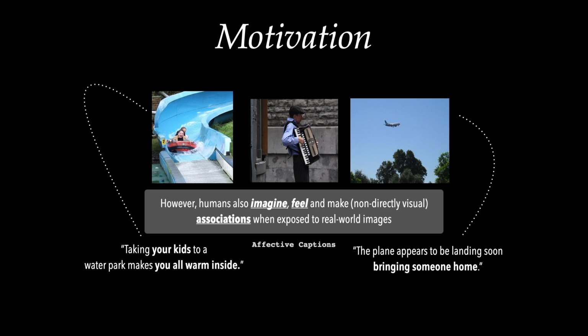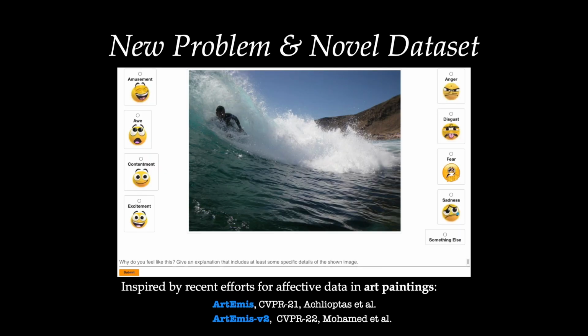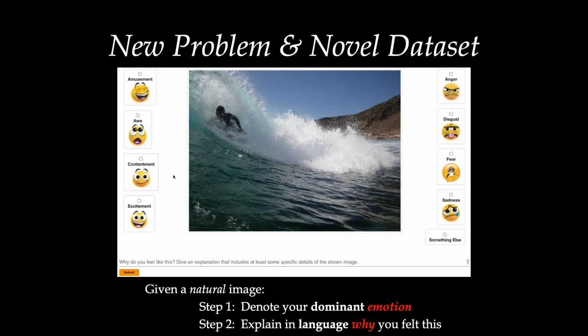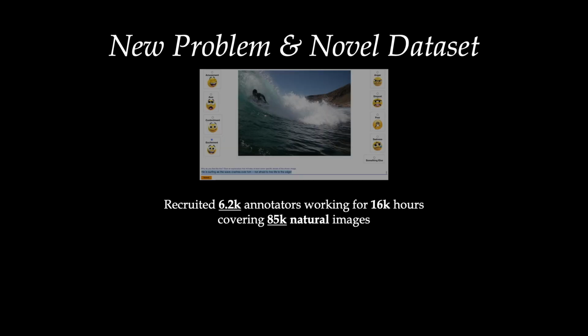To collect such affective captions and build the Affection dataset, we follow the protocol of recent affective studies done for image paintings such as Artemis. Namely, we show human annotators real-world images and ask them two key questions. First, to indicate their dominant emotion upon observing an image, and then to further provide a written explanation justifying that selection. In this process, we recruit more than 6,000 annotators living in countries where English is the main spoken language and collect responses covering 85,000 images.